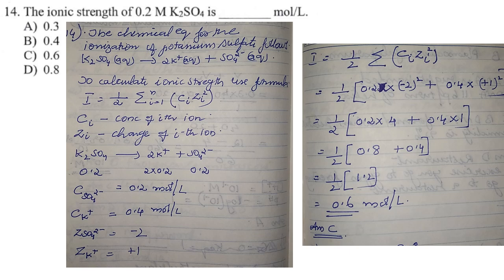Then next one. The ionic strength of 0.2 molar K2SO4 is dash mole per liter. For that also I have done the calculation over here using the formula half sigma CiZi squared, where Ci is the concentration of the ith ion and Zi is the charge of the ith ion. So you can refer to that calculation. I have written it in detail.